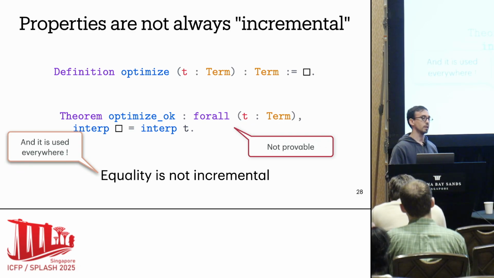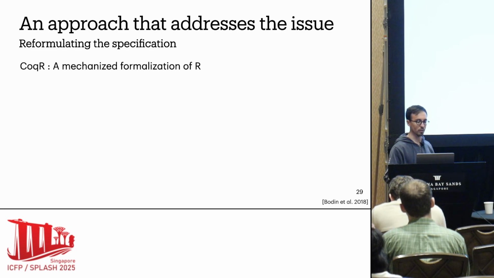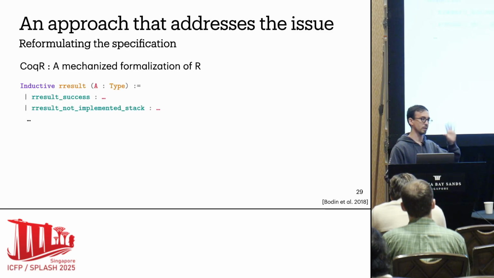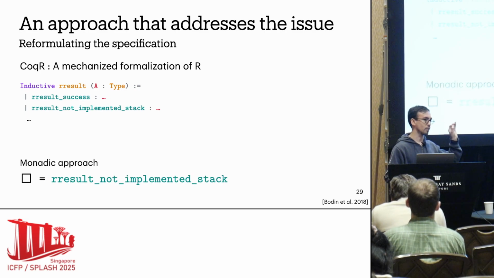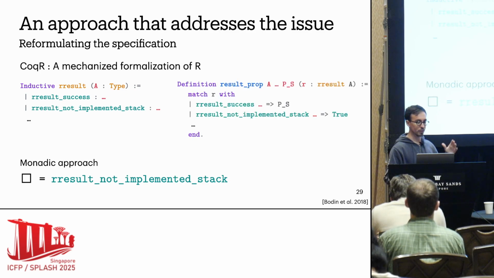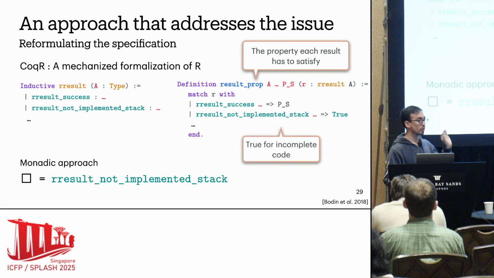And there is an approach that addresses this issue, so it takes incompleteness into consideration. It's basically by reformulating the specification. And this is the approach that the Coq-R project took. It's a mechanized formalization of R. And so what they did is they defined a result monad, which represents the possible results of the interpreter. And in particular, they said, okay, this hole is going to be this constructor. And then for the specifications, they defined this function result prop, which allowed them to specify what property each result should satisfy. And in particular, they said, okay, the incomplete code is always true.